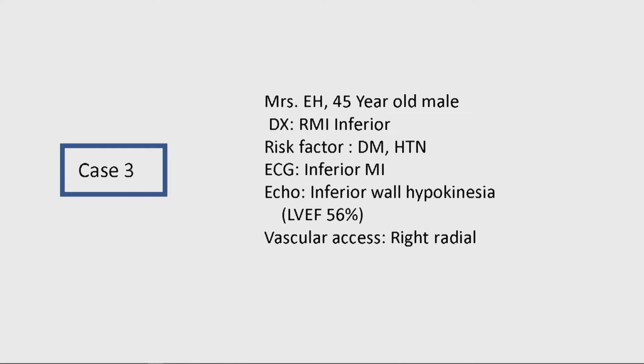So this is about my case. My third case is Mr. E.H., a 45-year-old male. He has diabetes and hypertension. He presented to us with inferior MI and ECG showing inferior hypokinesia. We did coronary angiogram through the right radial route.